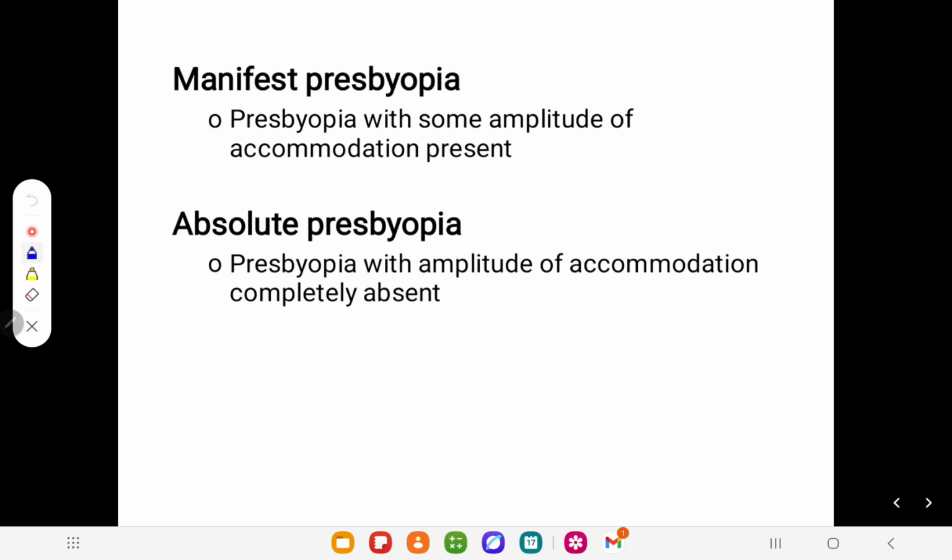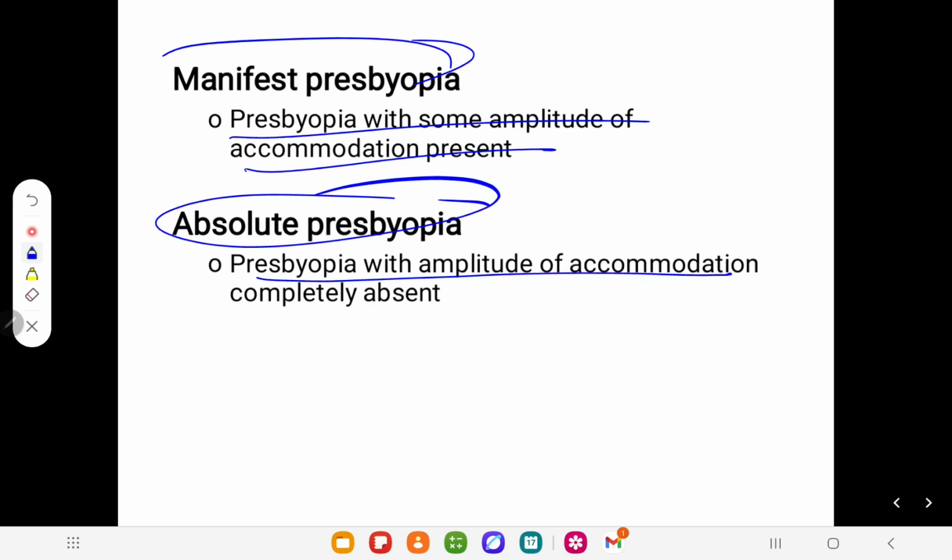Okay. So manifest presbyopia means presbyopia with some amplitude of accommodation. Absolute presbyopia means presbyopia where the amplitude of accommodation is completely absent. It's a very simple term, isn't it? Manifest and absolute. Okay.